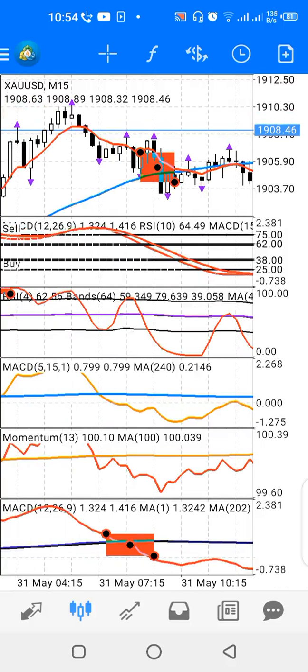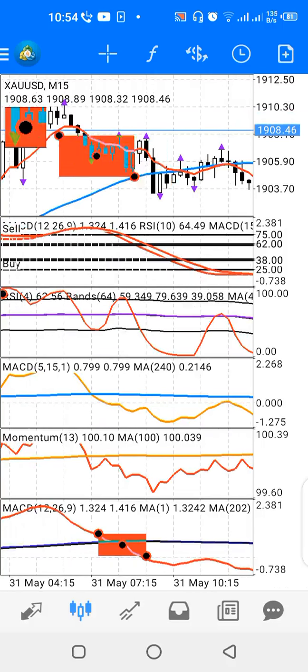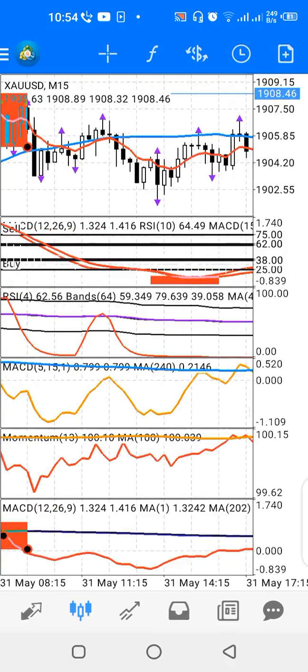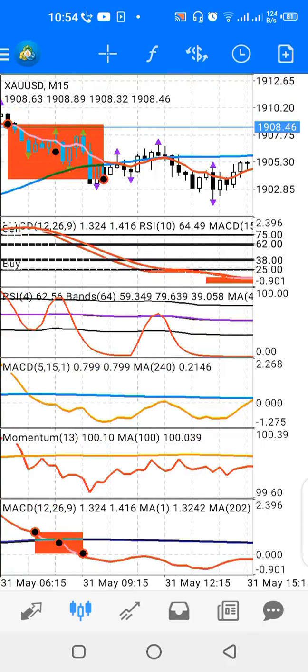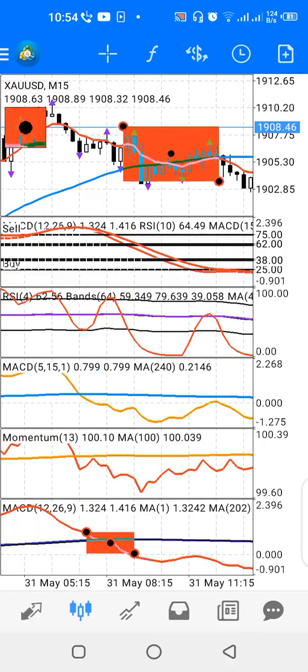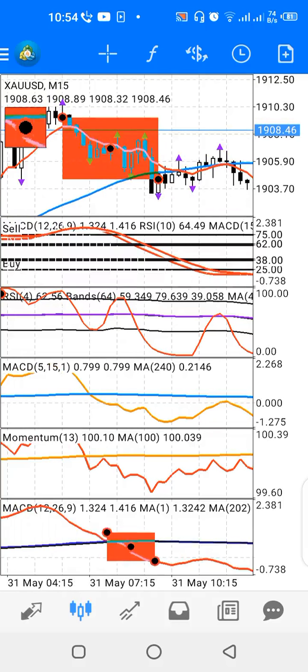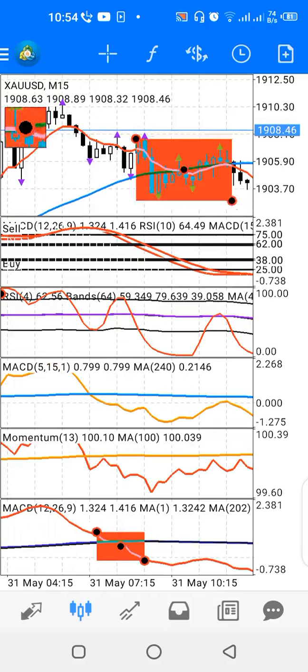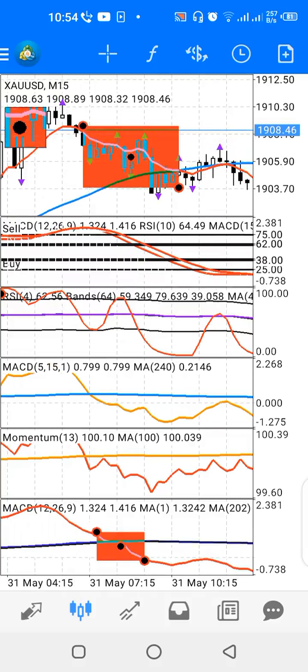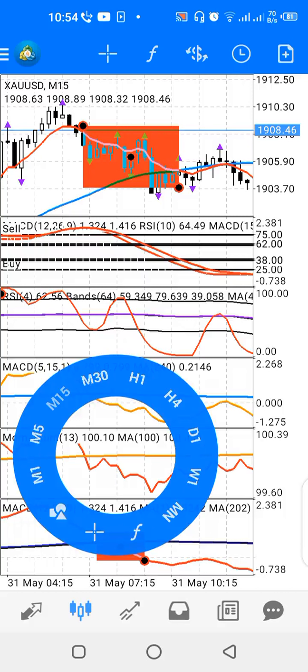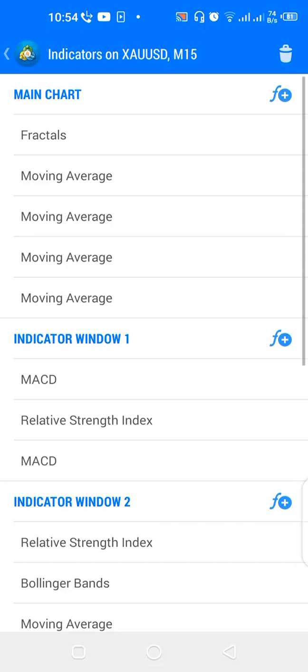Price sliding. Okay, you can see the slide. Okay, and we have a sell signal here, and then price also slides. So let's look at the parameters for the strategy.